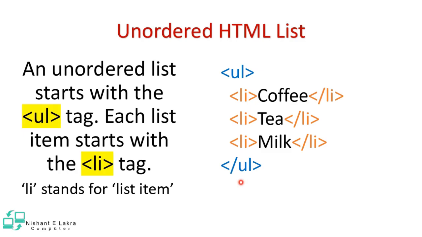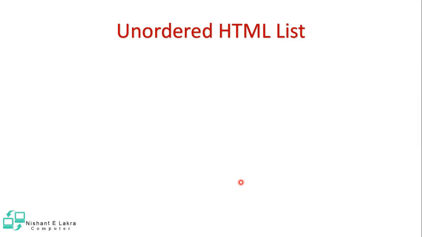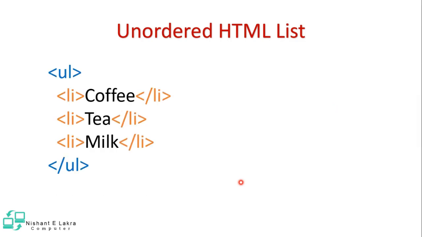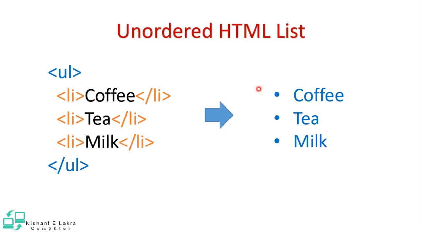Now to see how it appears on the web page, all right, this is how it will appear. Because this is an unordered list, there will be a bullet, then the name of the item, then the bullet, then the name of the second item, the bullet, and the name of the third item.